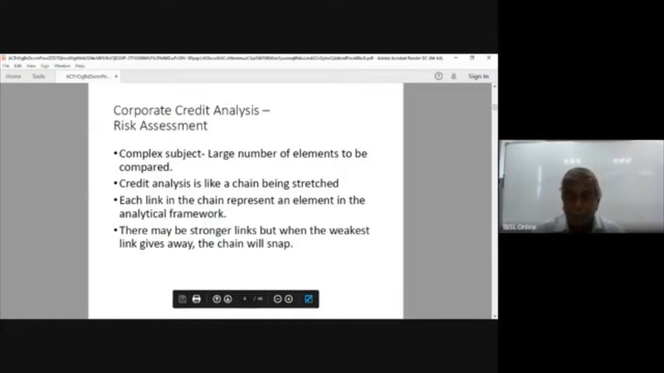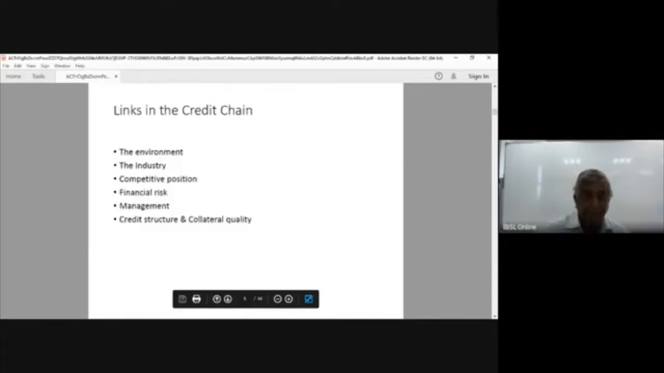So when you do a corporate or any credit analysis, you must very carefully analyze all the elements involved. If even one aspect is weak, that may lead to credit failure, project failure, or business failure. So keep it in mind as we go further. List the links in the credit chain. What are the links in the corporate credit chain?